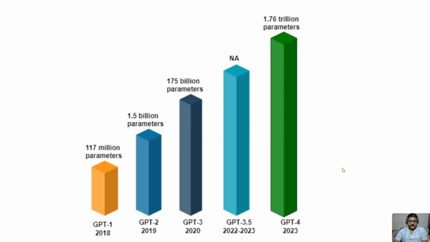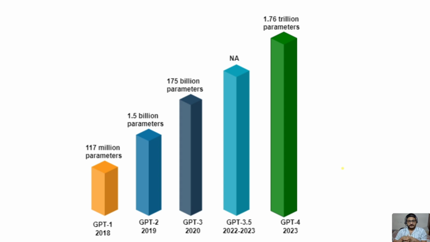The first or initial version, GPT-1, was released in 2018 and has 117 million parameters. This is what I meant in the previous slide by pre-trained: the model is already trained with this many parameters. The second version, released in 2019, is GPT-2, which has 1.5 billion parameters. If you see the difference between GPT-1 and 2, there are almost 100 times more parameters in GPT-2.